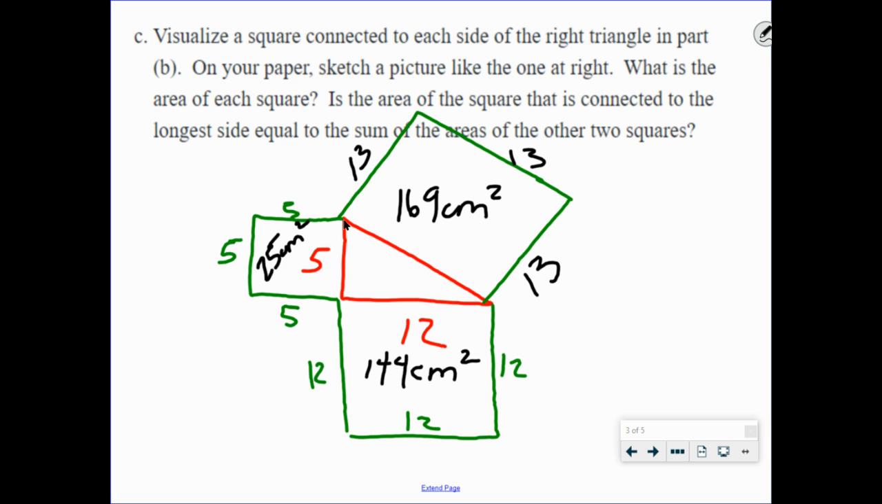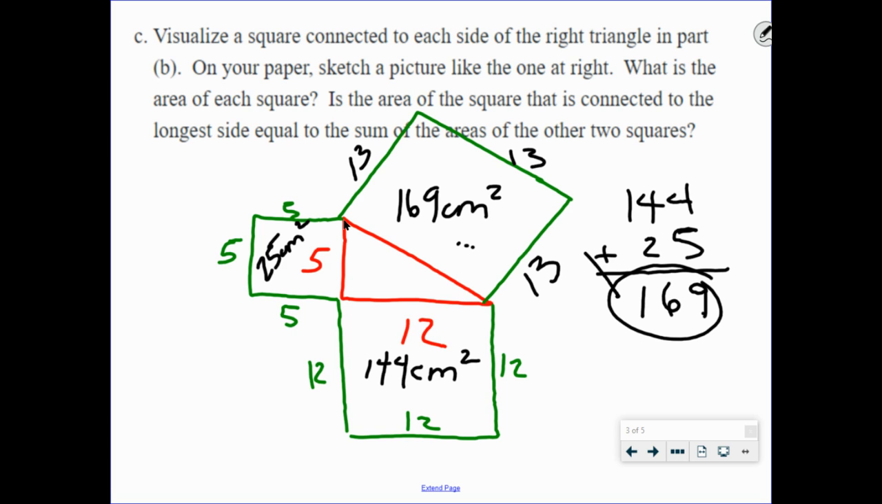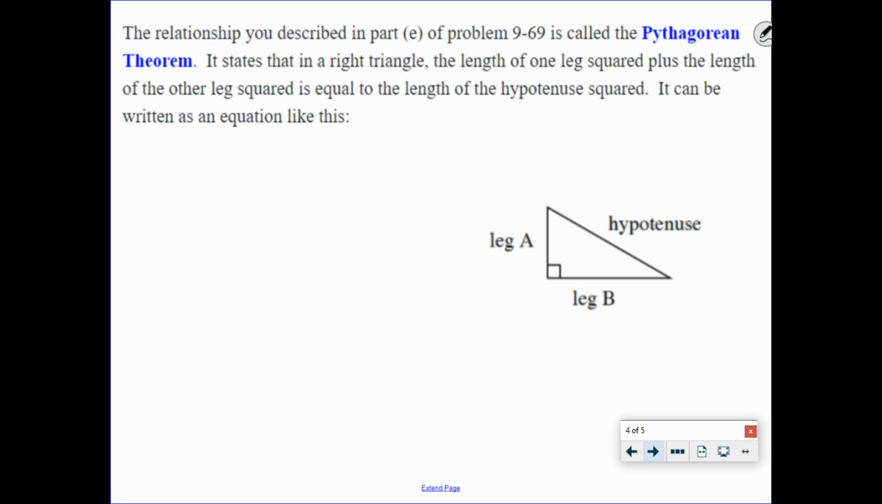Now, the question was, what is the area of each square? Is the area of the square that is connected to the longest side of the triangle, so we're looking at the square that we just found, this guy, is it equal to the sum of the areas of the other two squares? Well, let's check it out. If you do 144 plus 25, you should get 169, and that is what we have here. All right. So where does this come from? Well, we are talking about the Pythagorean theorem here, and I'm sure you guys are slightly familiar with it, but this is where it comes from, okay?